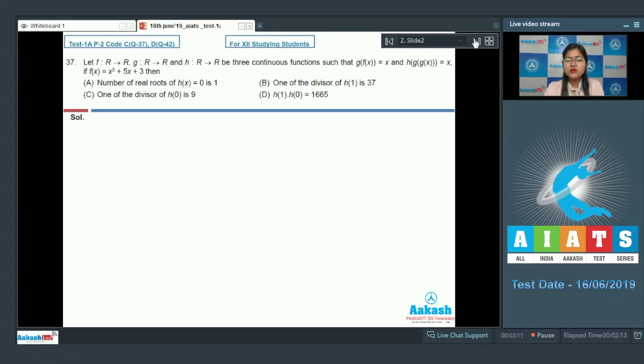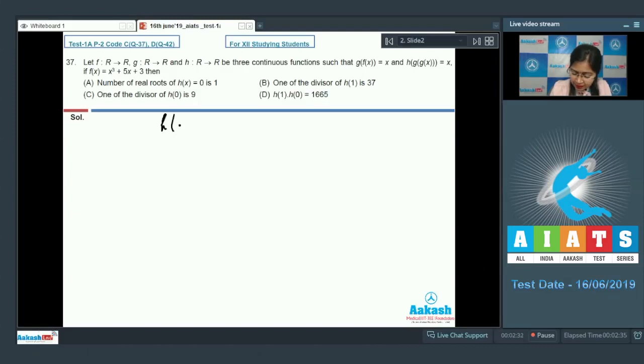So let us start with question number 37, which says: let f from R to R, g from R to R, and h from R to R be three continuous functions such that g of f(x) is equal to x and h of g of g(x) is equal to x. If f(x) is equal to x cubed plus 5x plus 3, then we have to answer the following questions. It's a multiple choice question, so let us start.